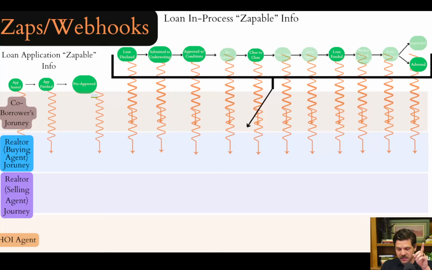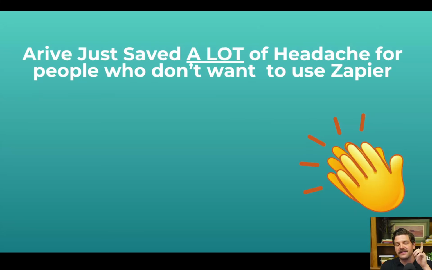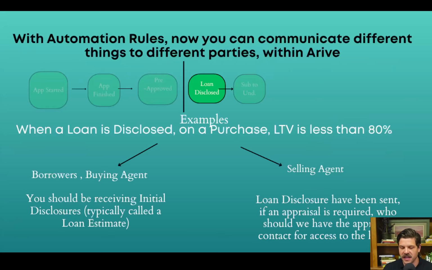And if this looks complex, it's because it is. So I've saved a ton of headache for people who don't want to use Zapier to put together these communications. This is something I like to do. You don't have to, but with automation rules, now you can communicate different things to different parties during the same status within Arive.